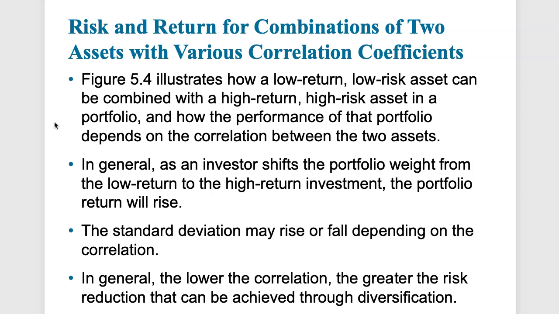So here we're looking at combining two very different things. Low return, low risk, with a high return, high risk. But the correlation between the two is going to be important as far as the desired outcome. So when an investor shifts the portfolio weight from a low return to a higher return, the portfolio return, of course, will rise as we're moving more money out of the lower return and into the higher return. And the standard deviation may rise or fall, depending on the correlation of the movement of the returns of the assets. So what we want is, the lower the correlation, the greater the risk reduction that can be achieved through this.